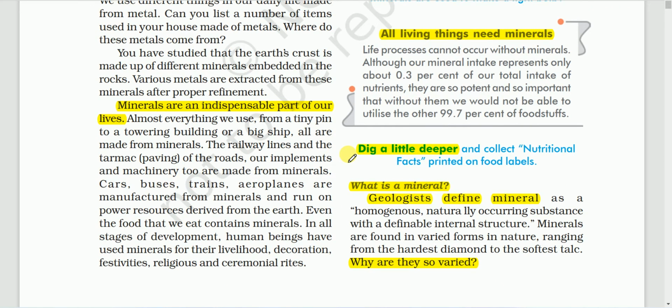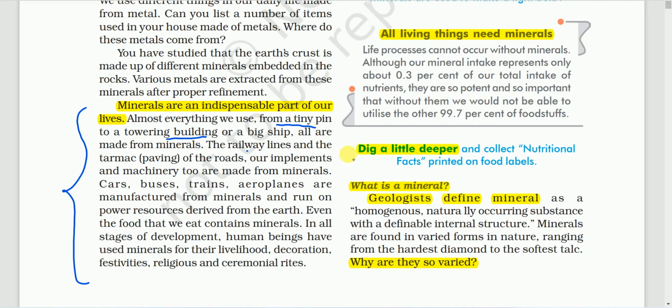And now let us read together this big paragraph. And this big paragraph tells the importance of minerals in our lives. So minerals are an indispensable part of our lives. Almost everything we use, from a tiny pin to a towering building or a big ship, all are made from minerals.